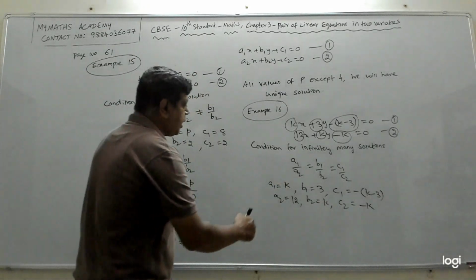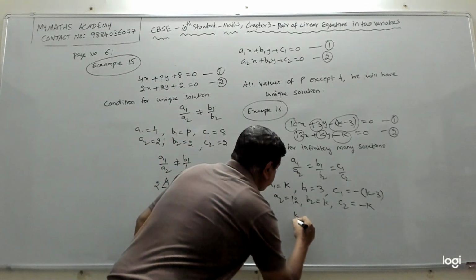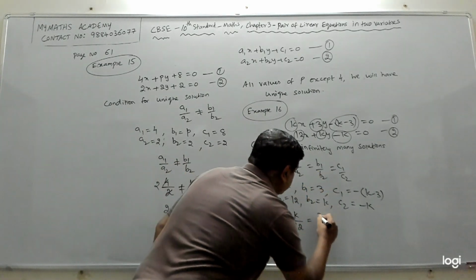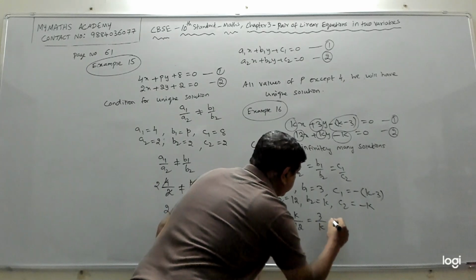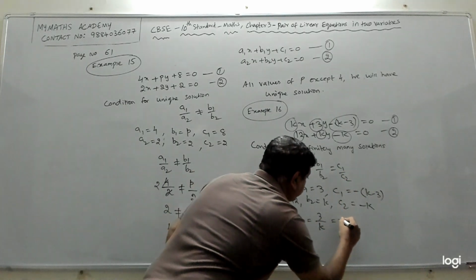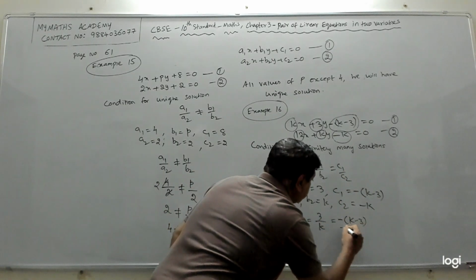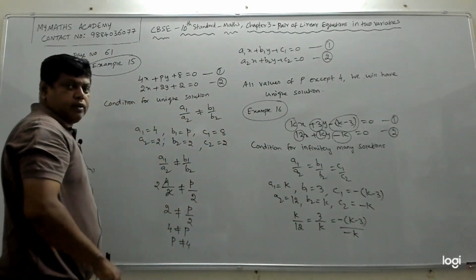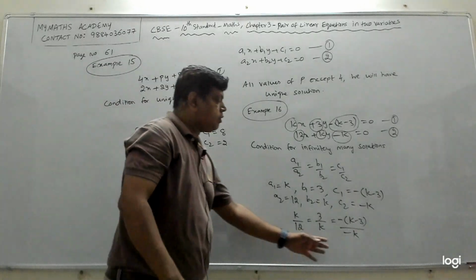Right. So what do we get? A1 is K, by A2, which is 12, equal to B1, which is 3, by B2, which is K, equal to C1, which is minus of K minus 3, by C2, which is minus K. Fine. Now we need to solve this and find the value of K.